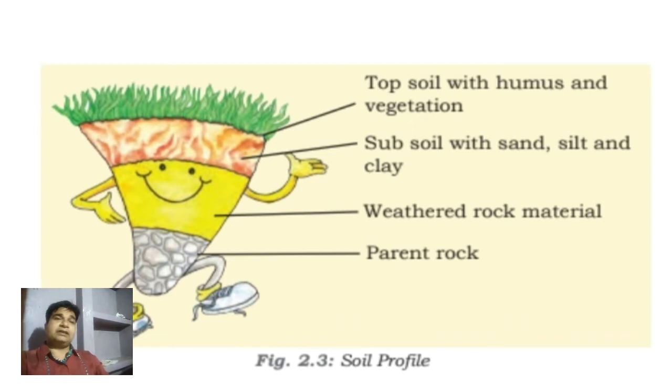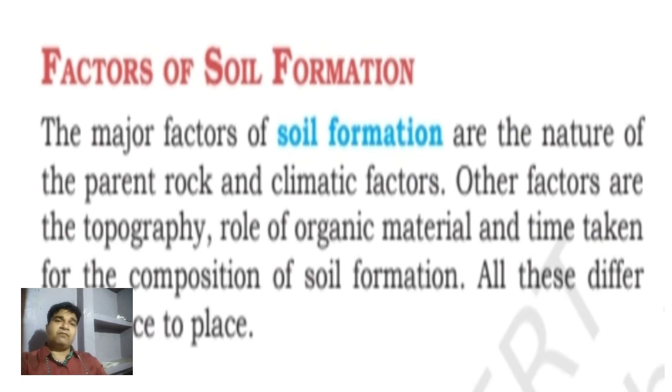Now this is the diagram of soil profile, which you will make in your notebook also, on the blank side. So you can see the first layer, the top layer, where you can find some grass. After that, topsoil with humus and vegetation. Then the third part you see is weathered rock material, and the bottom one you can see is parent rock. So this is the diagram of soil profile.